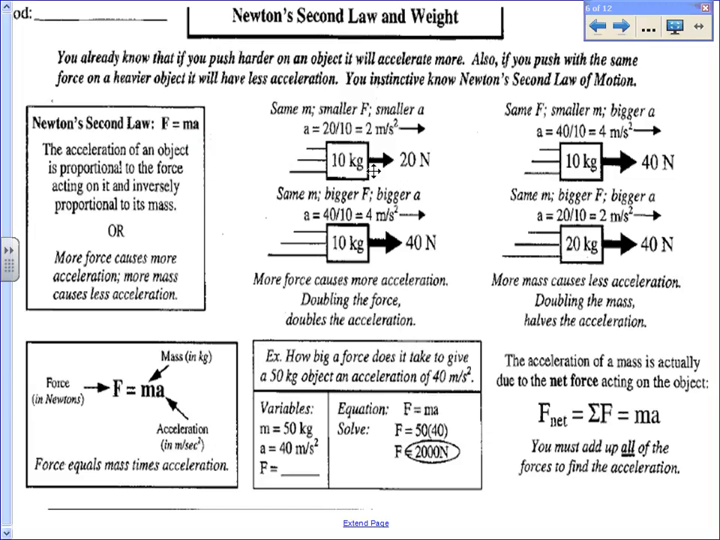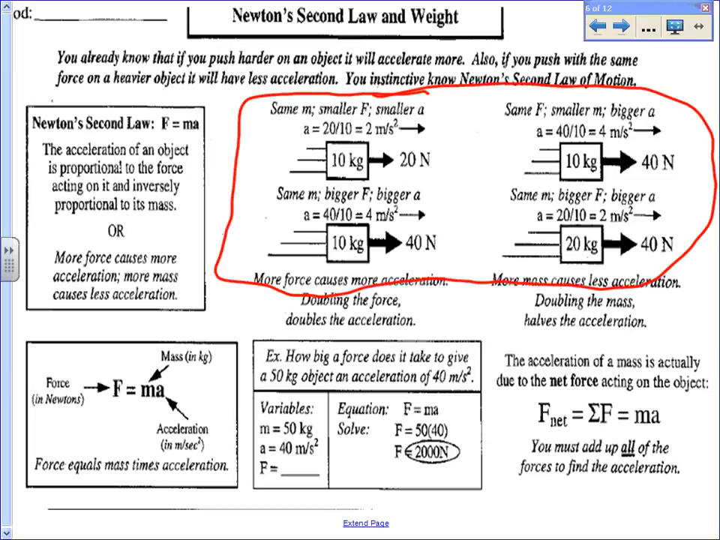So we've got a scenario here. He goes through all that. What happens if you've got the same force, smaller objects, larger objects? You've got a smaller force or bigger force, so we won't worry about that.